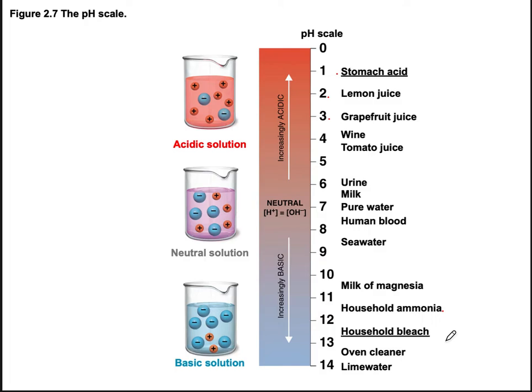Oven cleaner will be even more alkaline, and those solutions that you put down your drain to unclog it, like Drano, will be like this lime water. Super, super basic. So even more dangerous than bleach. Always read labels and follow the instructions.